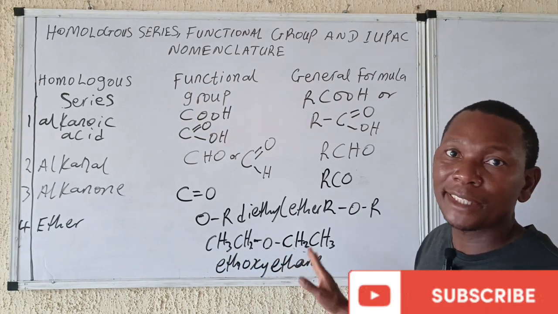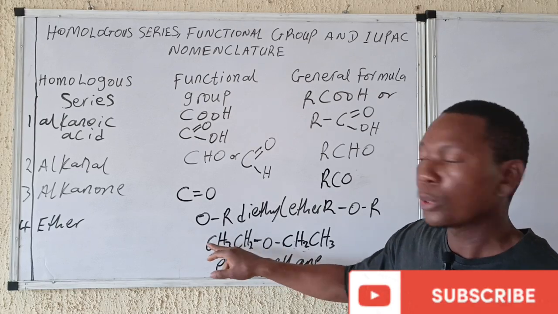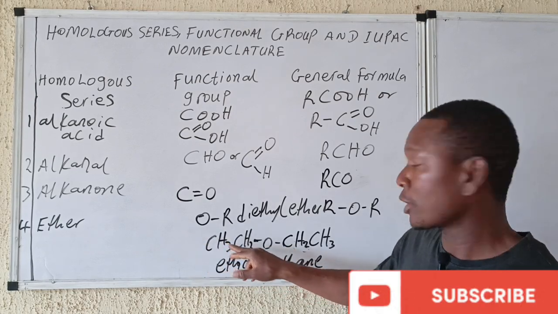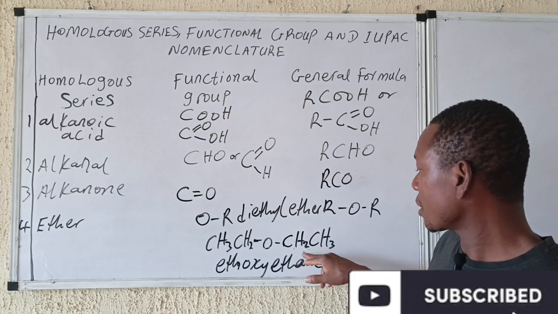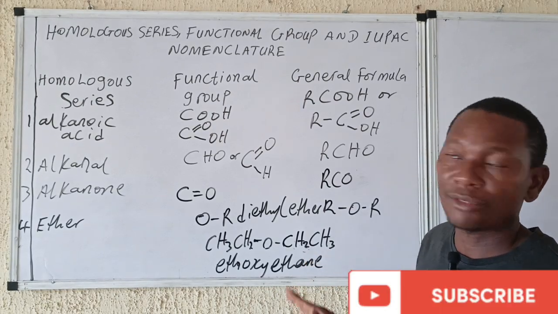So depending on the compound, depending on the number of carbons here, if it's 3, it is prop. If it's 4, it is but-oxy. If here is 2, it is ethane. If here is 3, is what? Propane. So it's very easy.